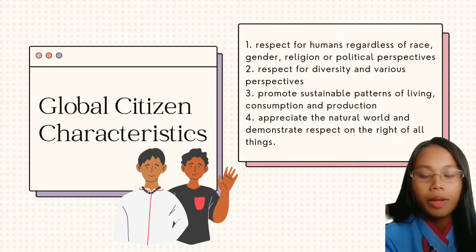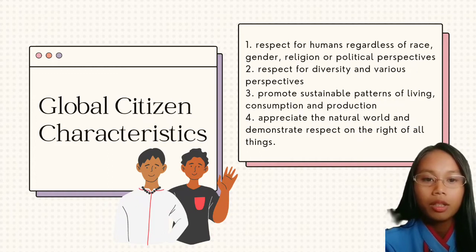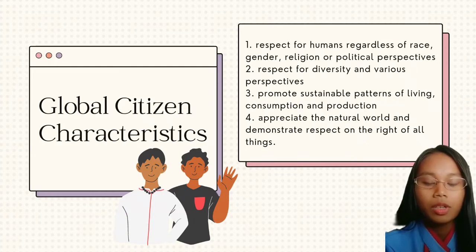According to the Ontario Ministry of Education, a global citizen should possess the following characteristics. Number 1, respect for humans regardless of race, gender, religion, and political perspectives. So, we should respect others despite us having differences. Next, respect for diversity and various perspectives. Respect is very important, especially having different races, cultures, and even organizations, and also the ideas and their perspectives.